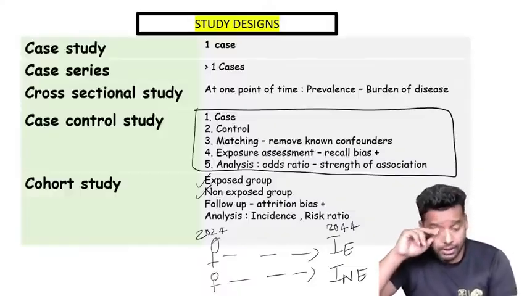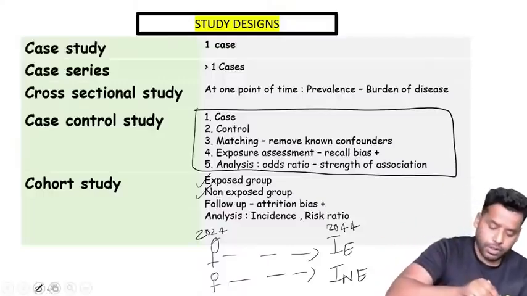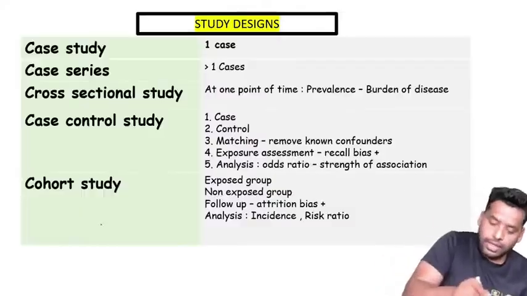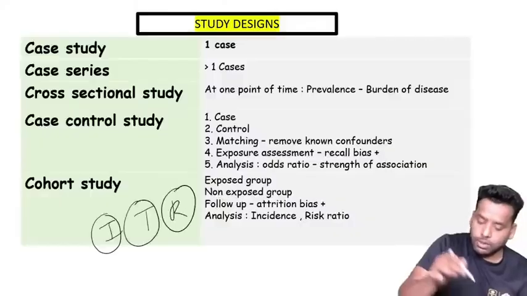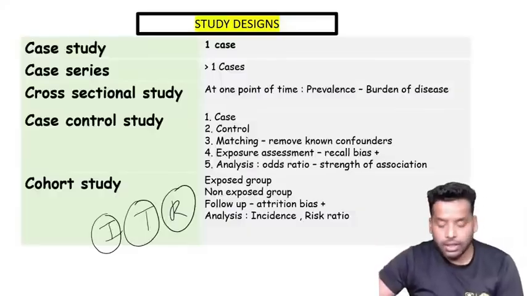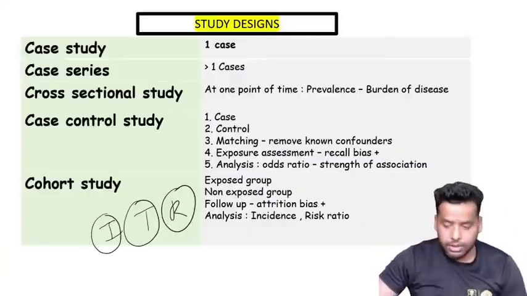Incidence. Yes, good. Answer my next question. If I am telling 3 words, I, T, R, what association is proved? First tell me, I for incidence we get. T for what association? Temporal association. Very, very good. Temporal association.